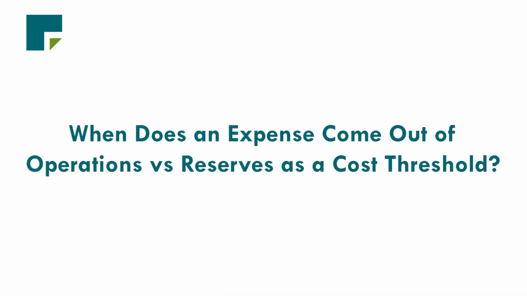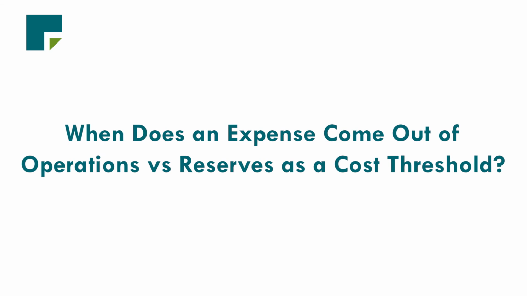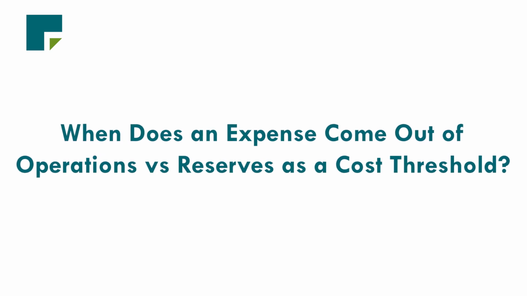Is there a rule of thumb for determining when an expense comes out of operations versus reserves as a cost threshold? And that is indeed test number 4. You want it to be significant to the association. You don't want to be paying for a light bulb, a sprinkler head, or a mop or a bucket from reserves. So the typical range is 0.5% to 1% of the association's annual budget, or the manager or board member's signature authority.